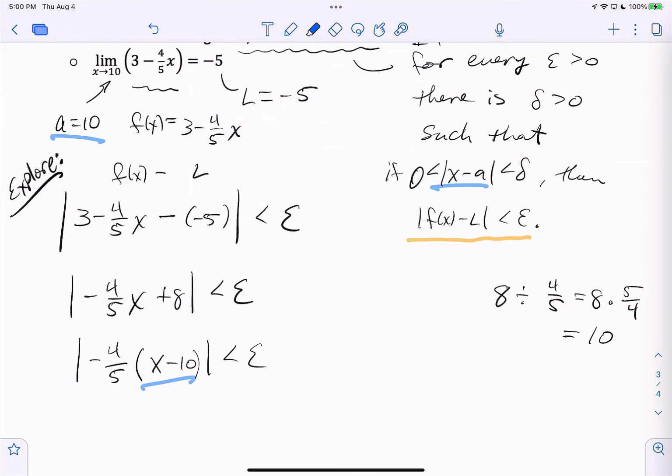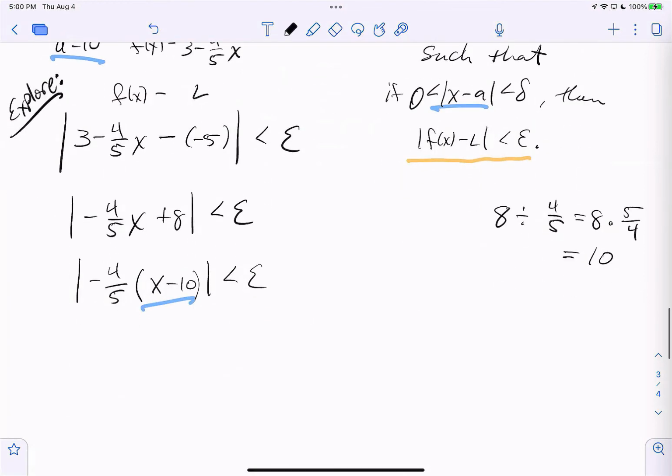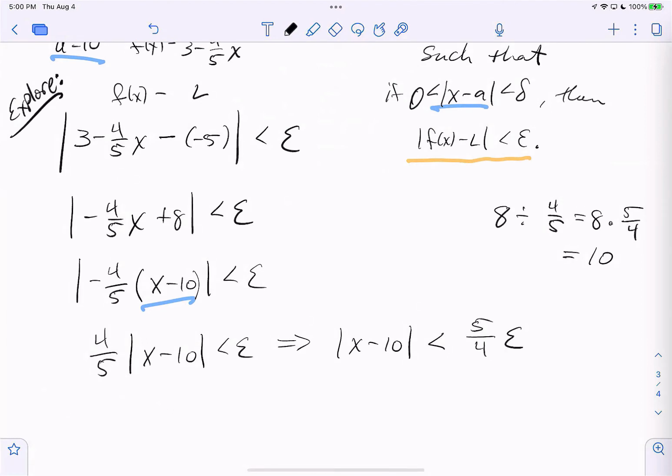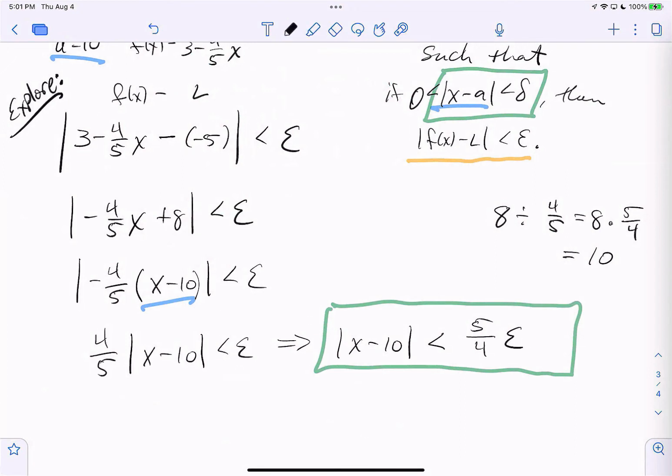So before we said we can factor out a positive number from an absolute value. Well, look, the absolute value of negative 4/5 is 4/5. So I can factor out 4/5. And I have 4/5 times the absolute value of x minus 10 is less than epsilon, which means that the absolute value of x minus 10 is less than 5/4 epsilon. Well, what I've just built is an inequality that involves x minus a and 5/4 epsilon. That tells me that 5/4 epsilon is equal to delta. Folks, all of that was explore, and I did all that just so I knew how delta relates to epsilon.